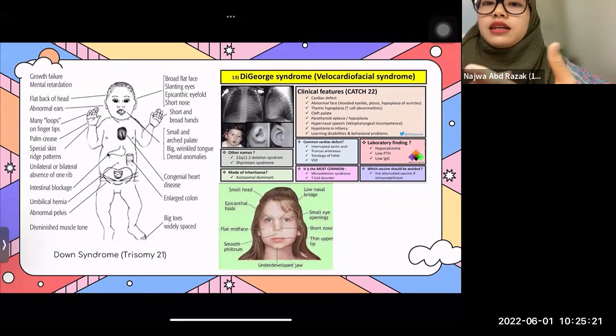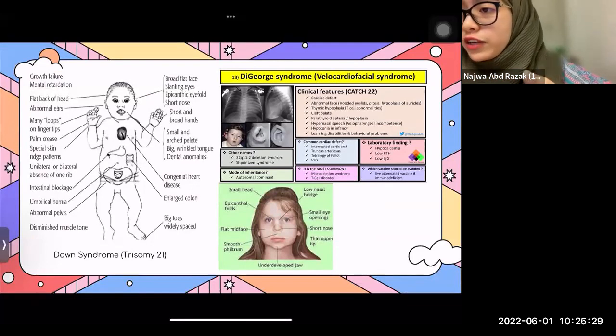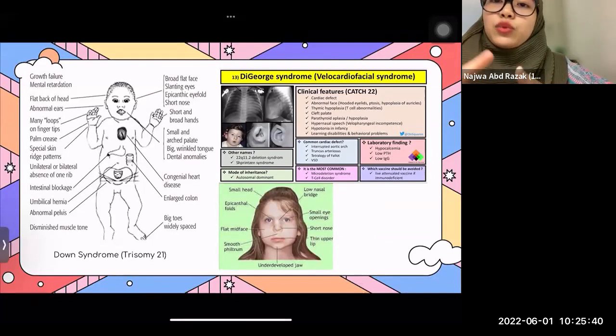So for DiGeorge, it is a condition that involves microdeletion in chromosome 22, and they may present with small head, flat mid face, thin upper lip, underdeveloped jaw. And the easier way to remember the clinical features of DiGeorge is CATCH-22, as I have already included in the slide.